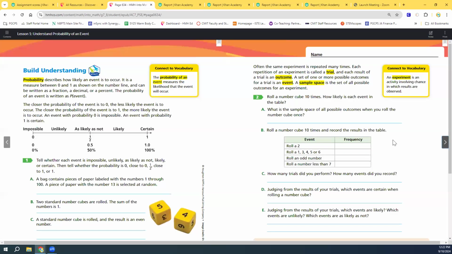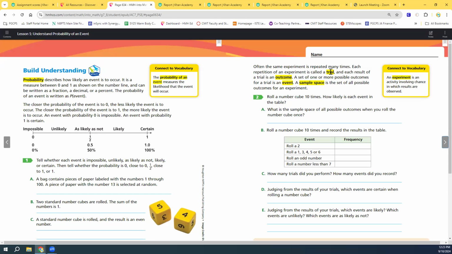I have the textbook open. We worked on it today in class, but let's look at the keywords. So we have probability. Of course, you need to know that it's the measurement of how likely something is to occur, between 0 and 1. You can write that as a number, a fraction, or a percent. You see those three right here. I also need you to have in your notes these words and their definitions: trial, outcome, event, sample space, and experiment. All of these bold words should be in your notes.